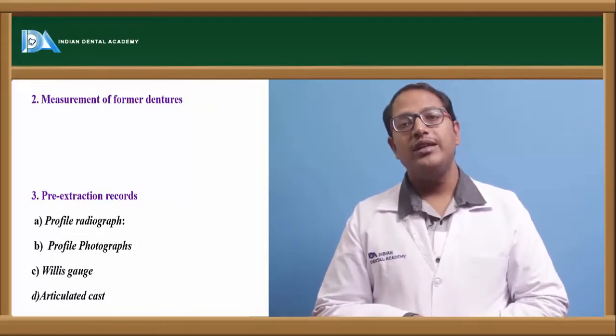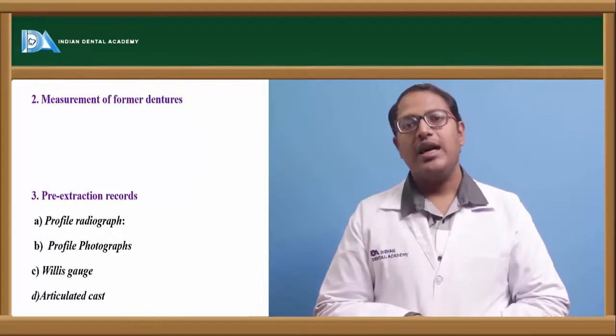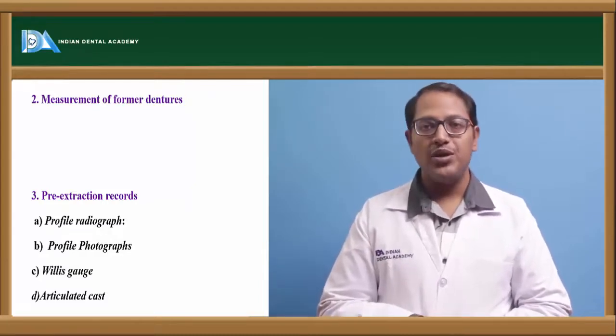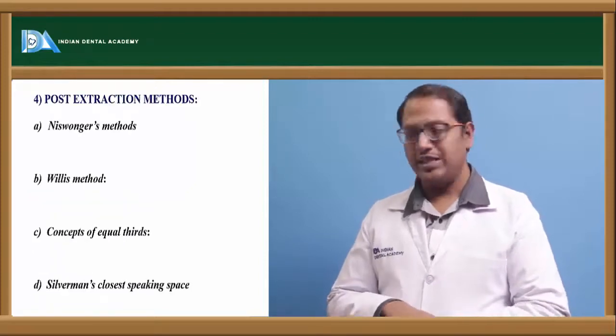Coming to articulated casts, if a patient earlier had visited you when he or she had some natural teeth present, and you had articulated that cast for some treatment at that point of time, that will also help us in deciding the vertical dimension.